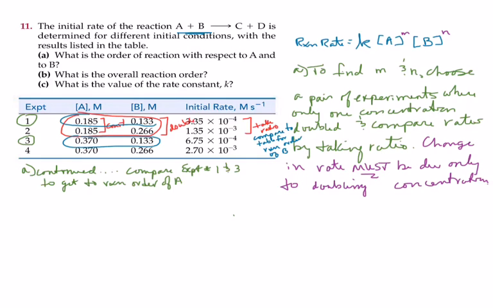So you need to knock out both A and B, M and N, and then the overall reaction order, that's just adding them together. And then the value for K is pick any experiment and plug in your molar concentrations and your rate to get K.